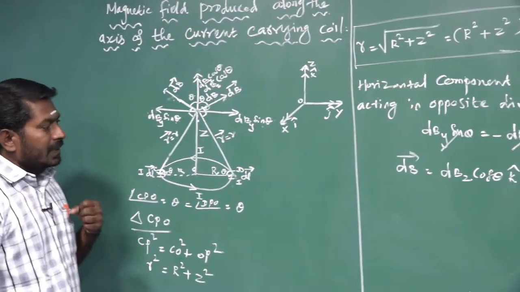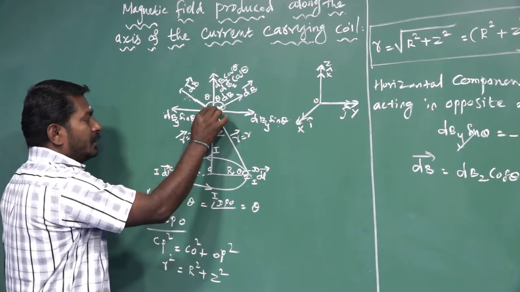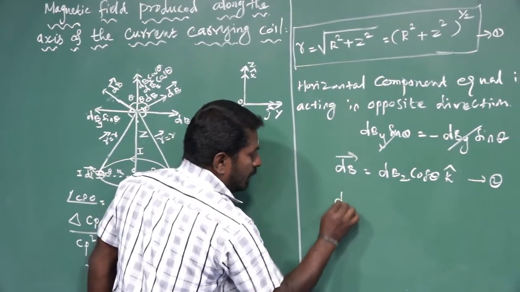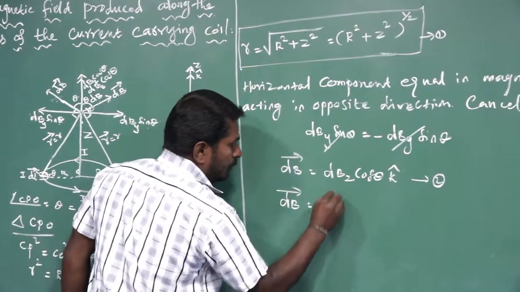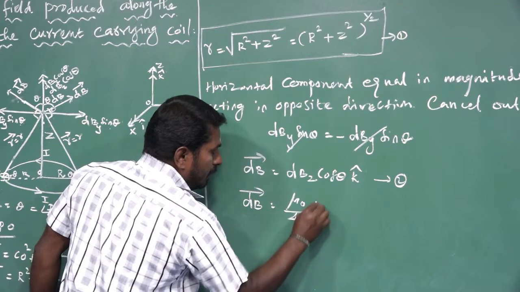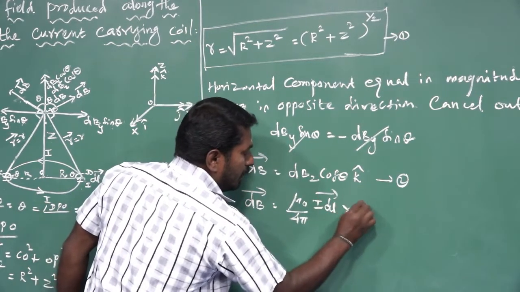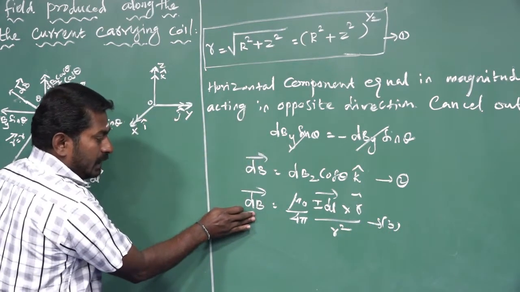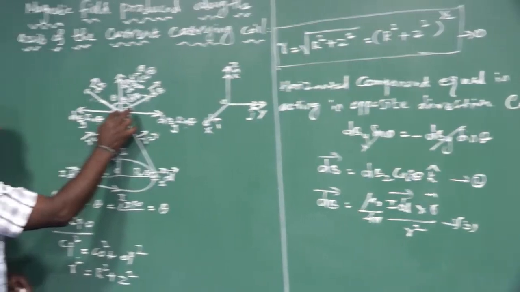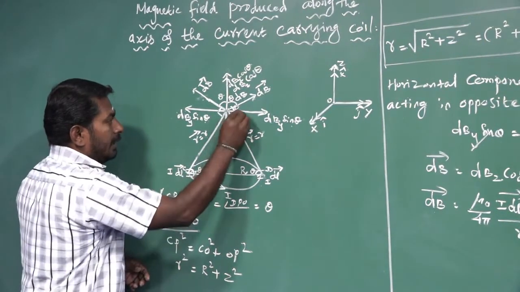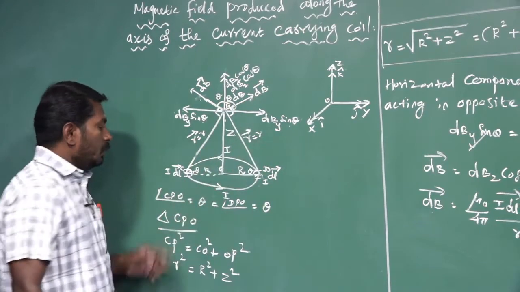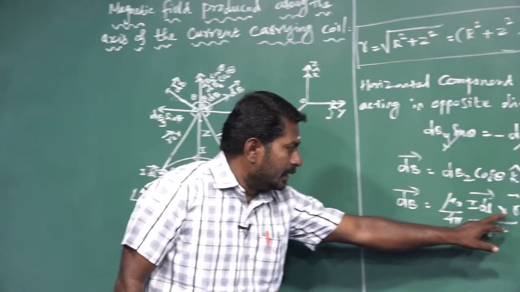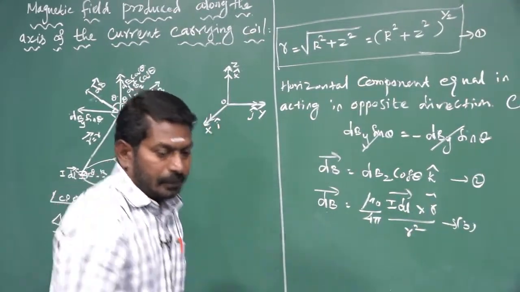We know that by the Biot-Savart law, the magnetic induction at this point P due to a small current element, dB vector, is equal to mu naught divided by 4 pi, I dl vector cross r cap, divided by r square. Equation number 3. This is according to the Biot-Savart law, the magnetic induction at this point P due to a small current element.